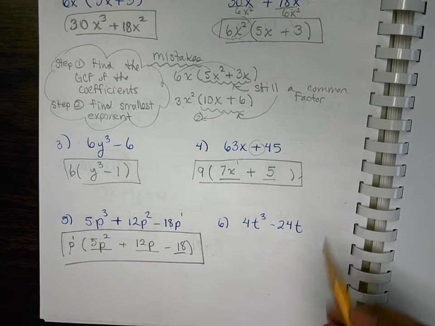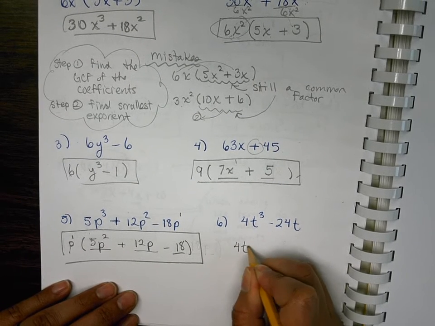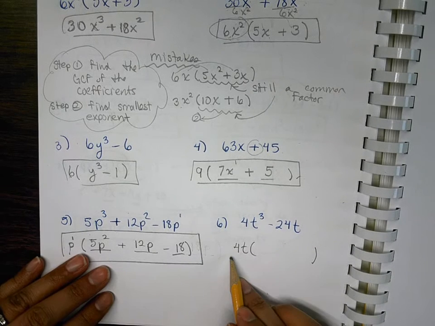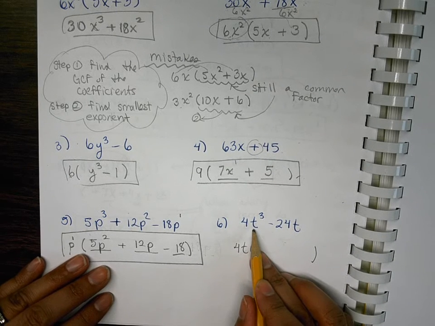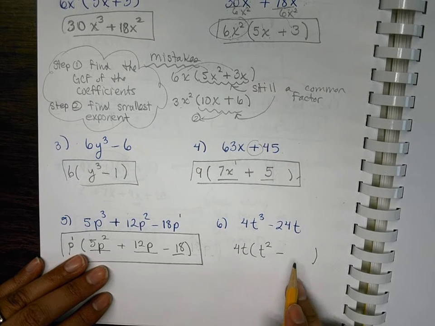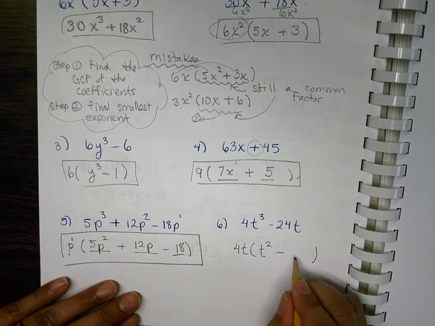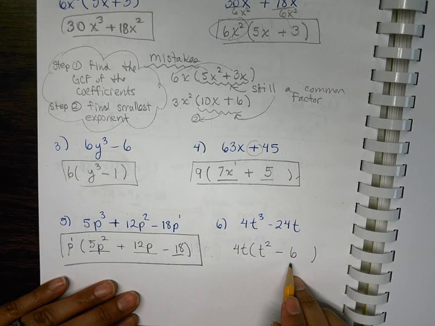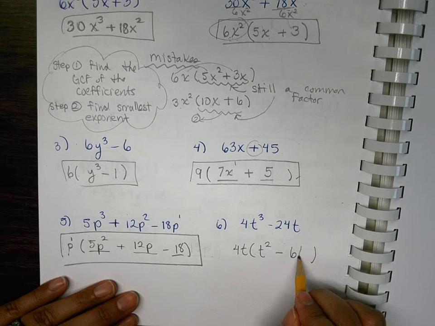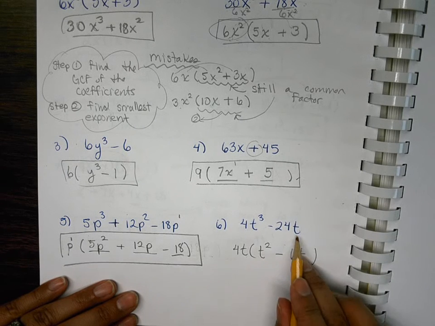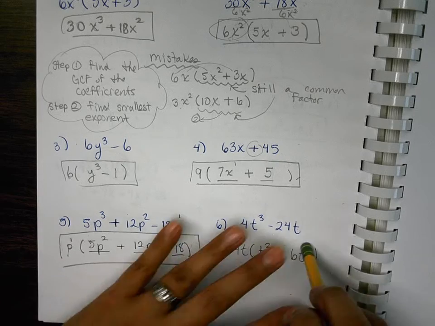All right, so what is the GCF? 4t. And how many terms will I have left inside the parentheses? 2. 4t times what is 4t to the third? T squared. Minus 4t times what is 24t? 6 or 6t? Just 6, because 4t times 6 is 24t. And if I put a t here, what would happen? It would be 24t squared, which it is not. Do you guys see that?